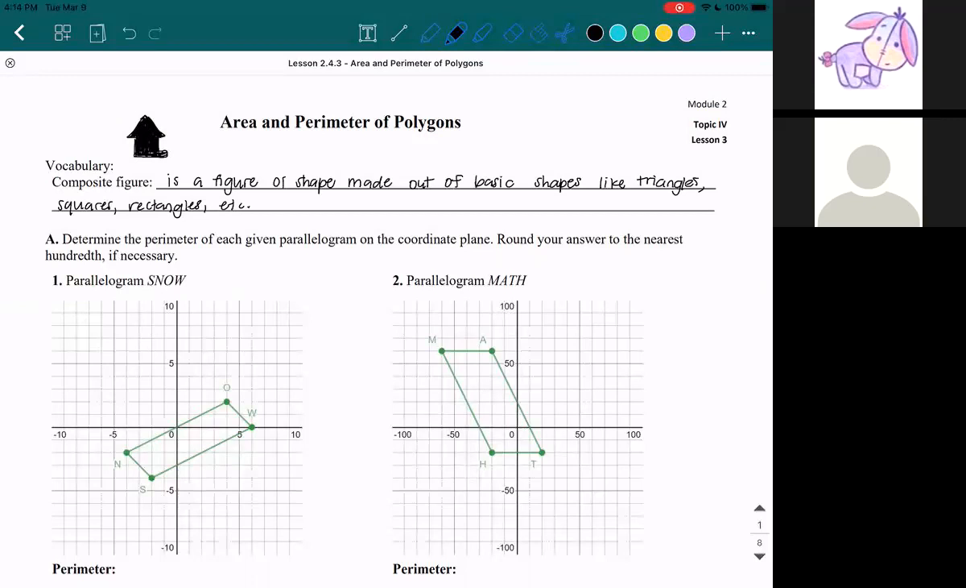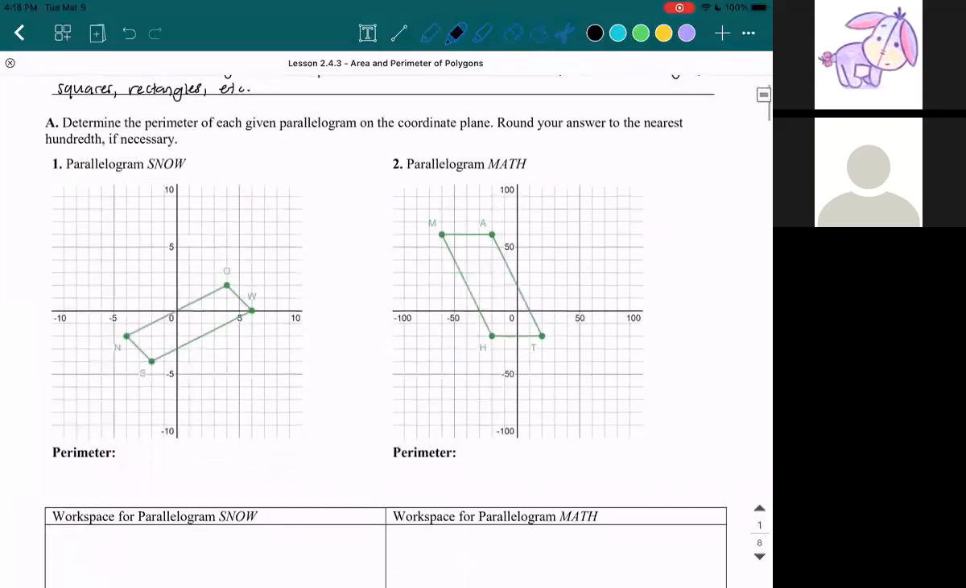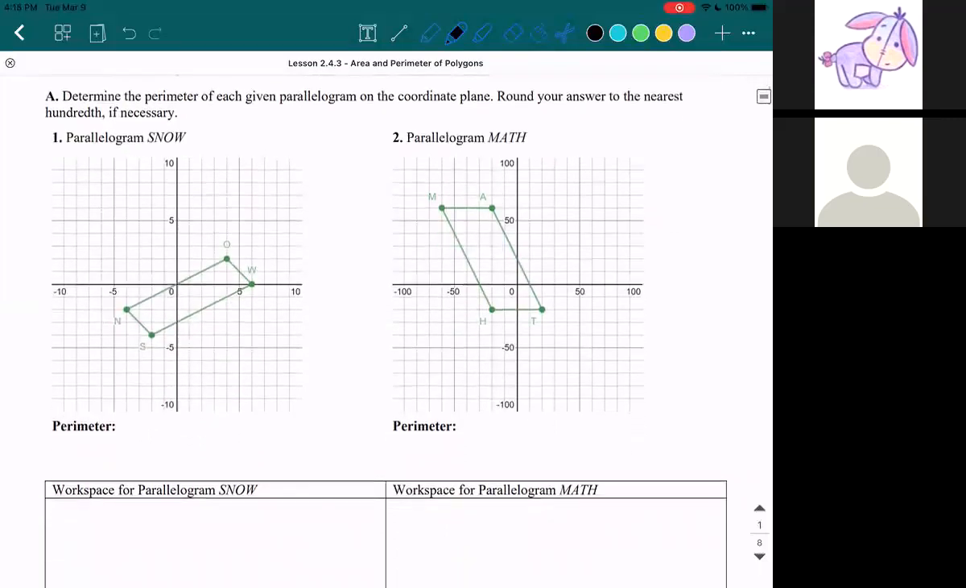Okay, so let's scroll down to part A. Part A says determine the perimeter of each given parallelogram on the coordinate plane. Round your answer to the nearest hundredths if necessary. Okay, so we are going to find the length of each of these sides so that we can calculate the perimeter of this parallelogram.